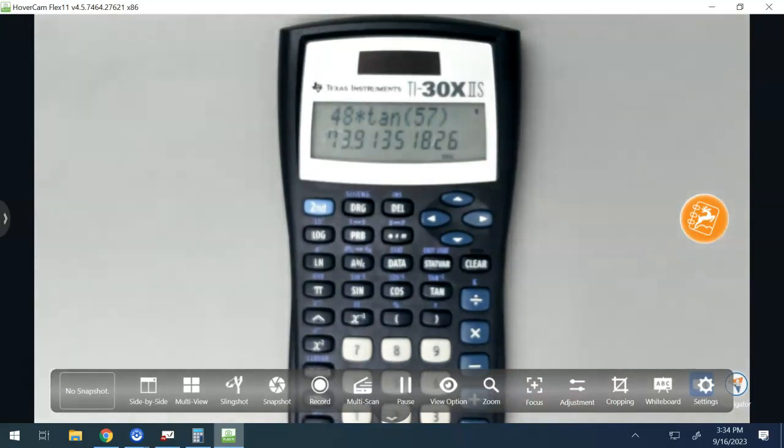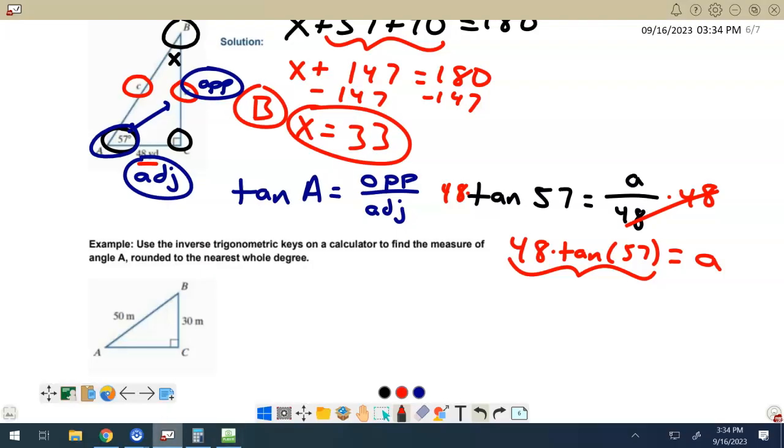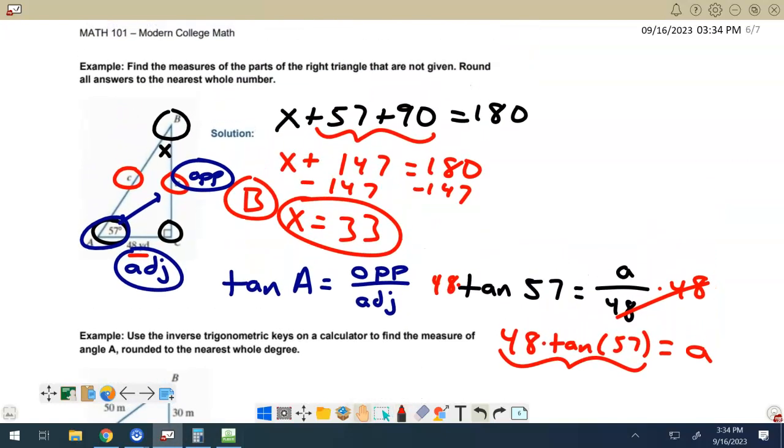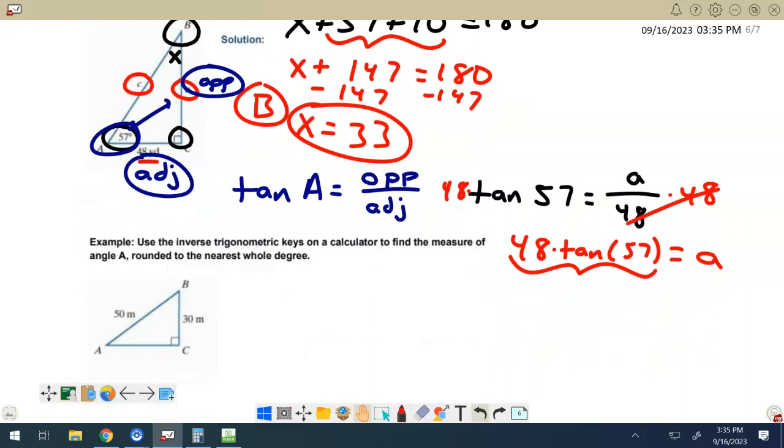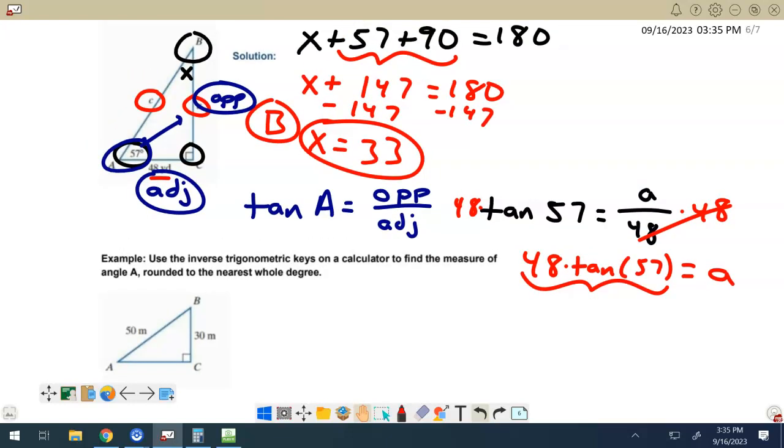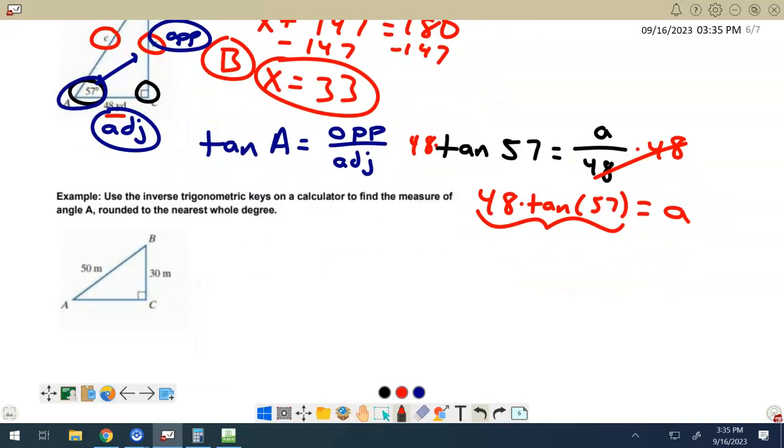So we have 73.9. I can't remember, what did it say to round to here? Let's scroll back up. We want to round to the nearest whole number. Okay, so 73.9, that's going to round up to 74. All right, so I'll just put 73.9 here. I'll try to.